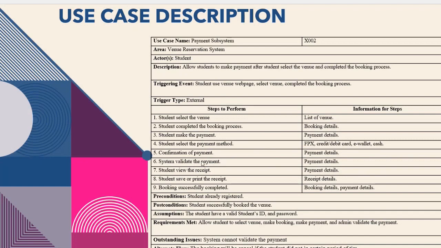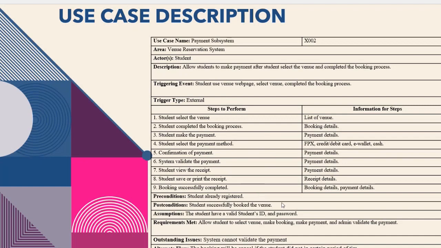Okay, these three steps involve payment details, and the second last is the student either saves or prints the receipt. That is in the receipt details, and the last step is the student successfully completes the booking process after making the payment.